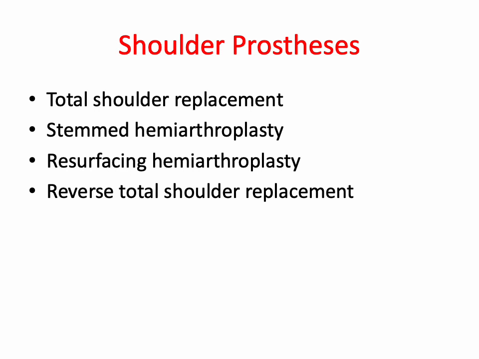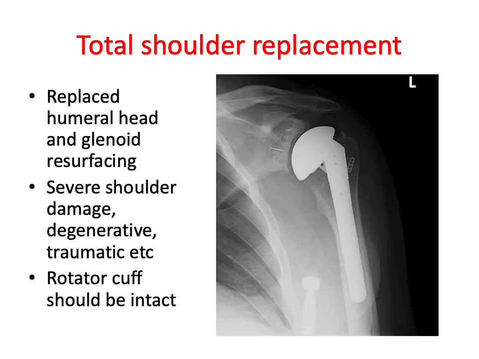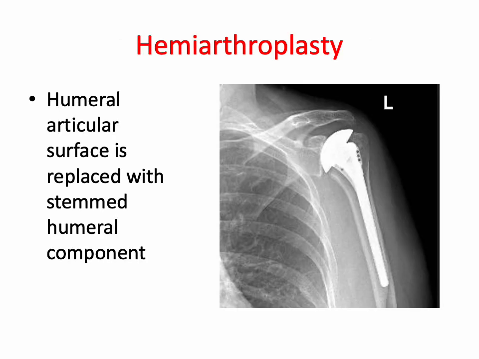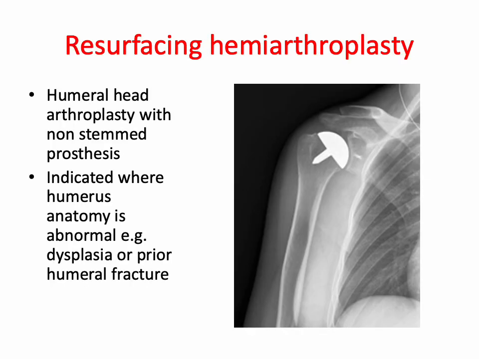And just a quick discussion on shoulder prostheses. A total shoulder replacement consists of a replacement of the humeral head and glenoid resurfacing. It can be performed because of severe shoulder damage, which can be either degenerative or traumatic, but requires the rotator cuff to be intact. Hemiarthroplasty is where the humeral articular surface is replaced with a stemmed humeral component. This is a stemmed hemiarthroplasty, as opposed to just a resurfacing hemiarthroplasty where we have a humeral head after the arthroplasty and the prosthesis is not stemmed. This can be indicated where there's abnormal humerus anatomy.